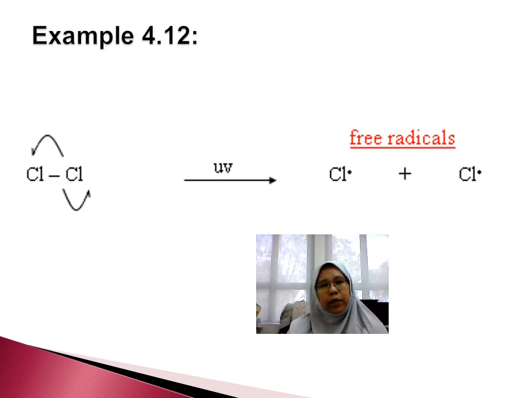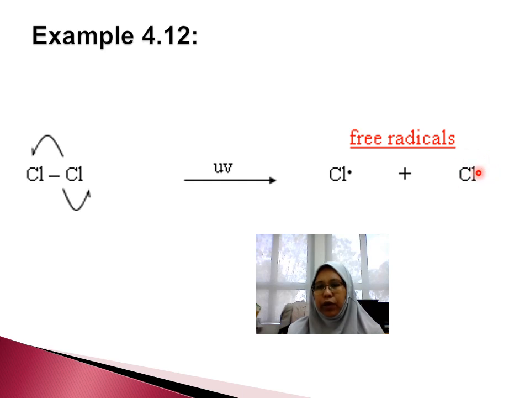So let's look at an example of how we produce free radicals. It needs a lot of energy from UV light here. UV light is from the sunlight, or we can use a high temperature as much as 200 to 400 degrees Celsius. So what happens is, this is a single covalent bond which has 2 electrons, and 1 electron will go to the left chlorine atom, and the other electron will go to the right chlorine, and it will form 2 free radicals like this.